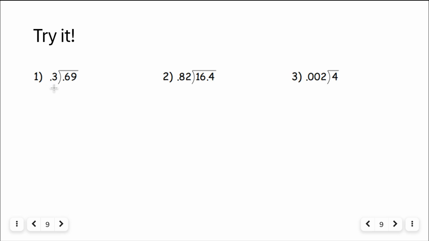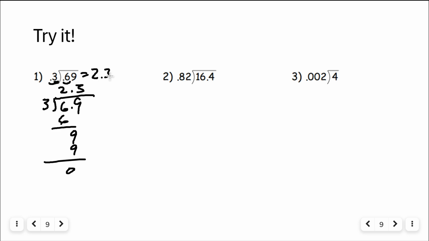Let's try 0.3 into 0.69. So I'm going to move the decimal place over one spot. And then I'm going to move that decimal place over one spot. So my problem is going to become 3 into 6.9. So now I'm going to do the same thing that I did earlier. 3 goes into 6 twice. No remainder. Bring down the 9. 3 goes into 9. Put the decimal up. 3 times. 3 times 3 is 9. No remainder. 2.3. That's my answer.